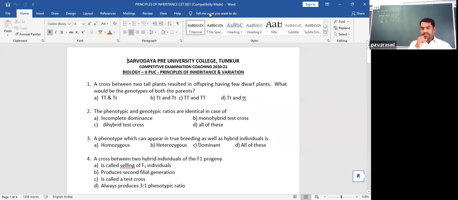Homozygous. So hybrids are not always homozygous. Hope you are clear with that. A hybrid may be homozygous or heterozygous. So when they are homozygous, it may be dominant or recessive. Therefore, for a phenotype which can appear in true breeding as well as hybrid, they have not mentioned which hybrid. Whenever they do not mention, you basically take into consideration the F1 generation. Not the F2 generation, we'll take the F1 generation.